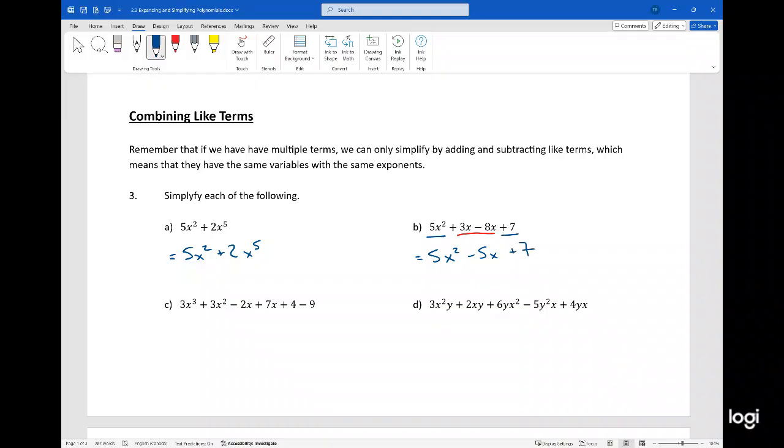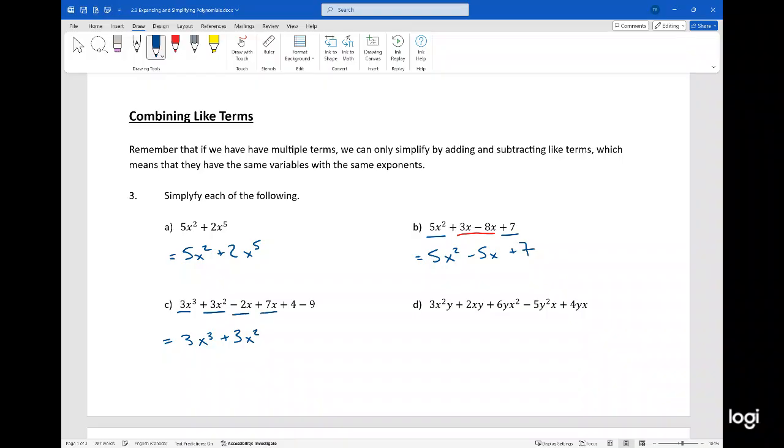Now for these last couple, we've got a lot more terms, so we should make sure that we're not missing any by underlining them. 3x cubed is the only x cubed term. We have 3x squareds. That's the only x squared term.